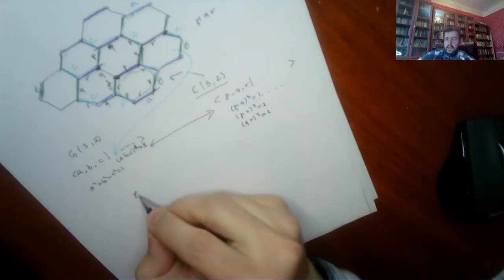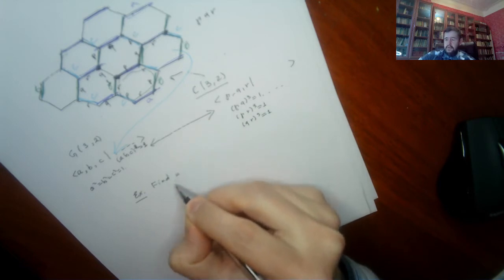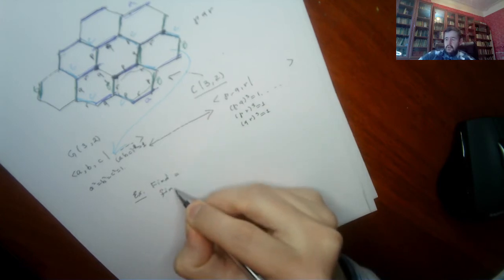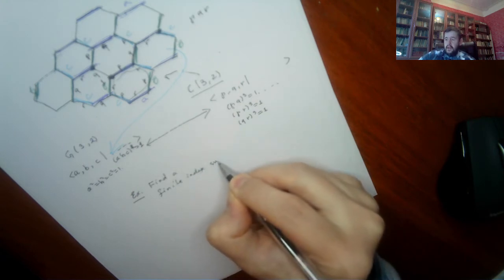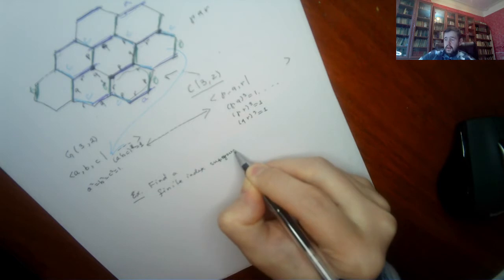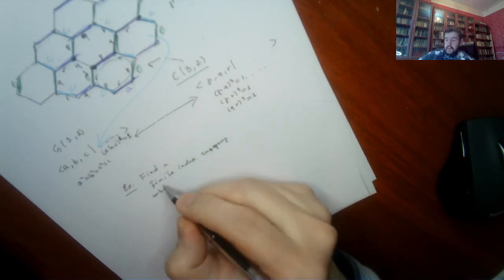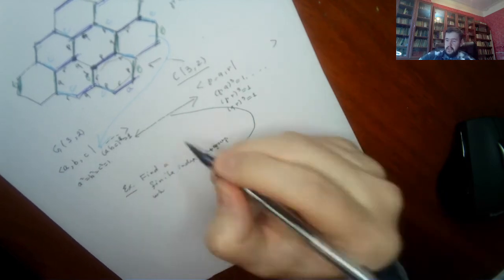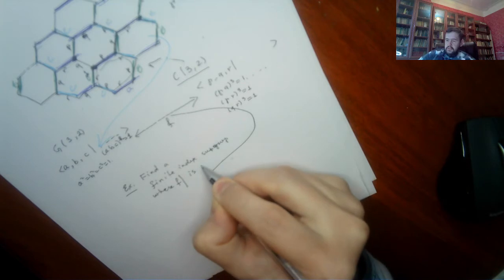And an exercise: find a finite index subgroup where this bijection, say F, is an isomorphism.